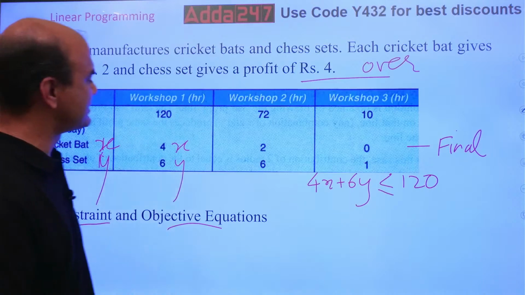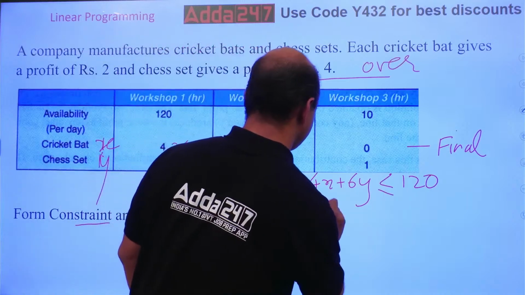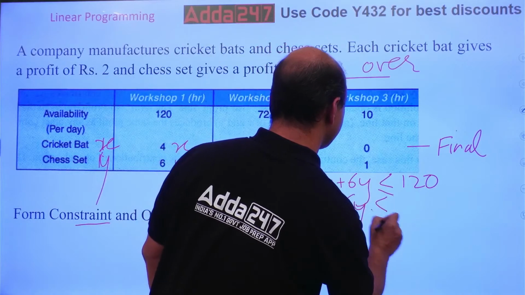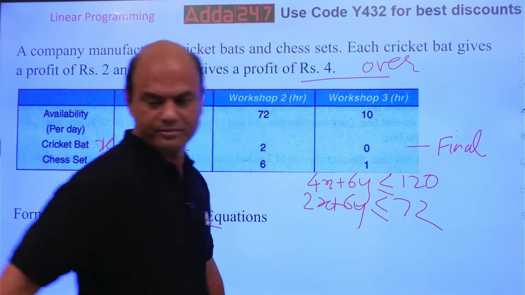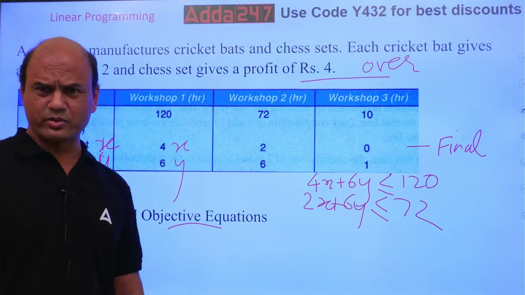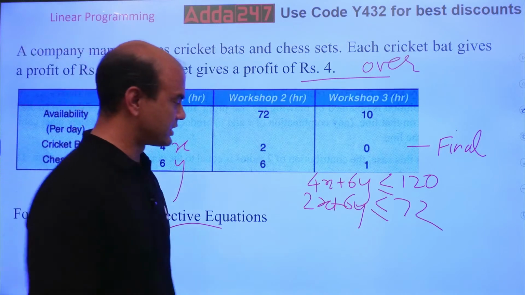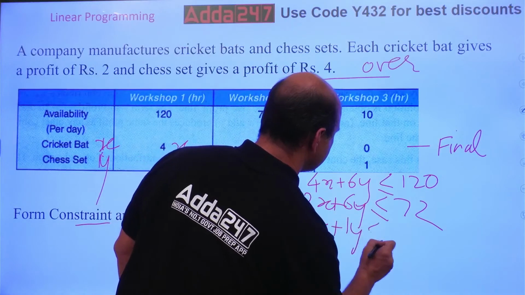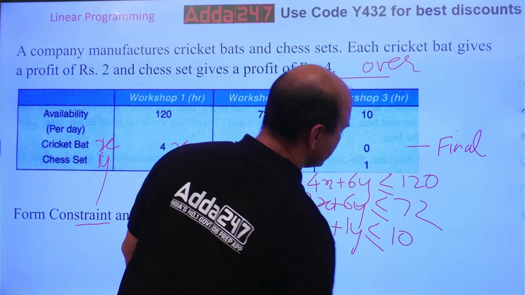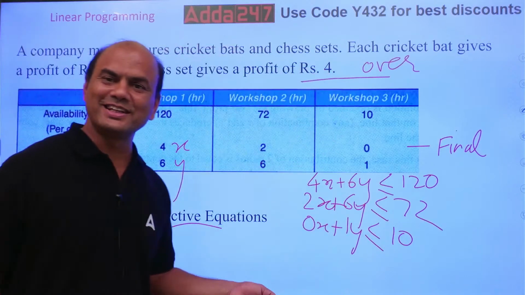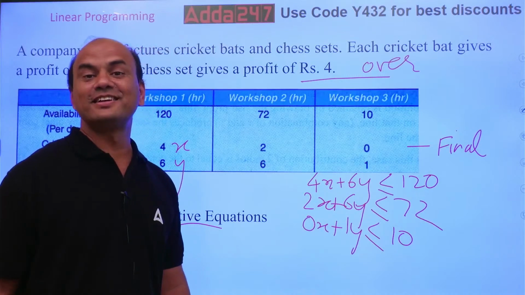See this. It is 2x plus again 6y, less than or equal to 72. It can be more than 72 hours, right? Third one, 0x plus 1y is less than or equal to 10 hours. Right? So these are the constraint equations. Answer is done.